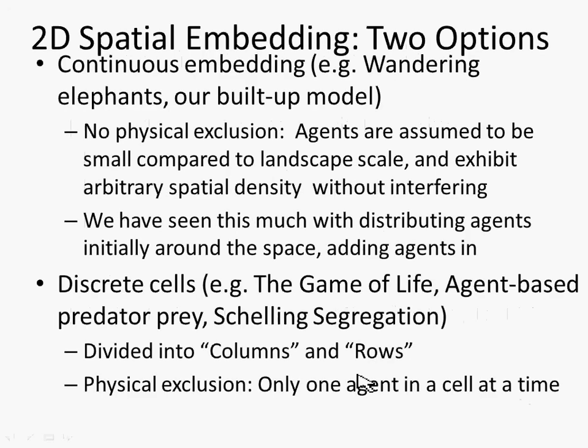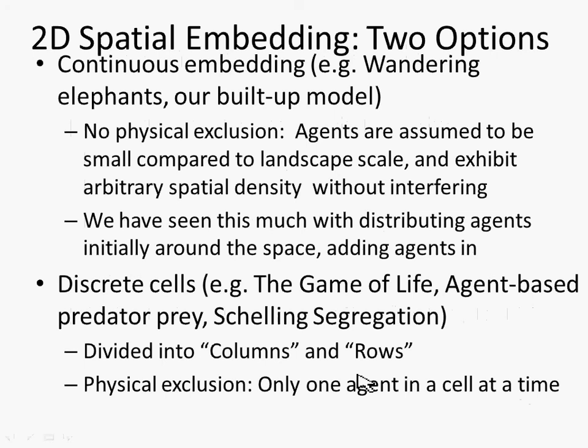There are two basic models that are used for spatial embedding. One is continuous embedding, where we have agents who are assumed to be very small in relation to the landscape scale. They can pass each other without conflict, and they move in a continuous way across that landscape scale. Think of a car driving, from the perspective of a satellite photo, moving along in a smooth way in continuous space.